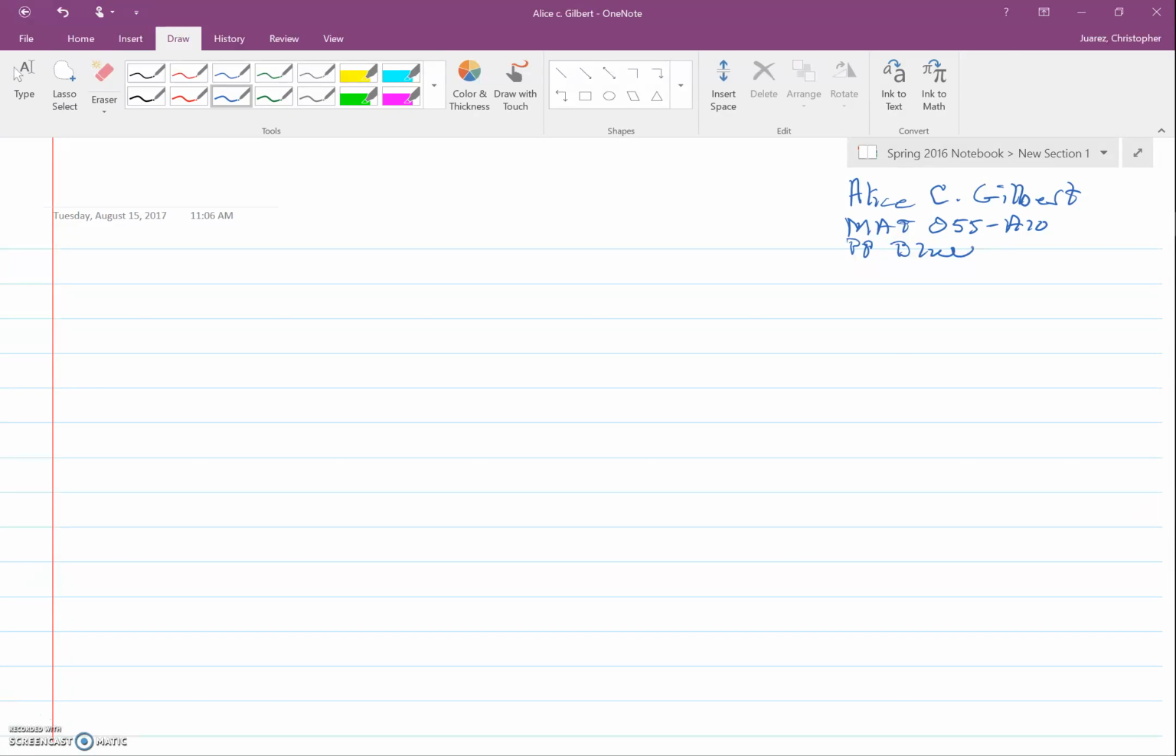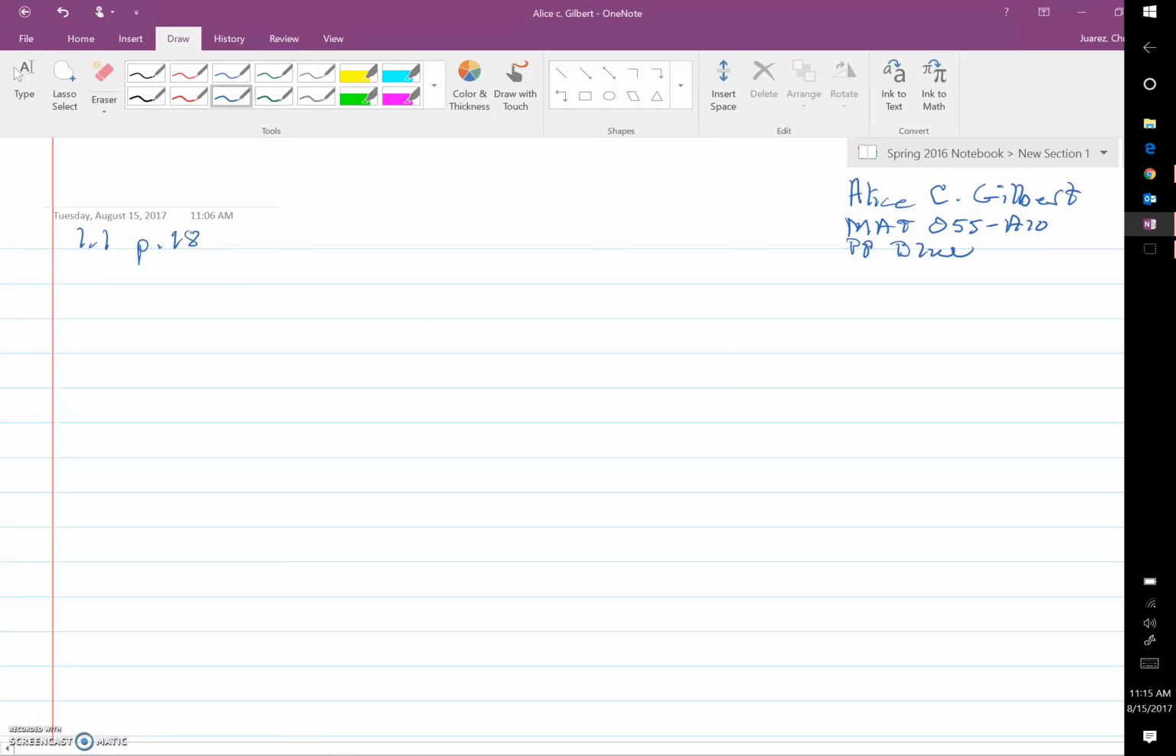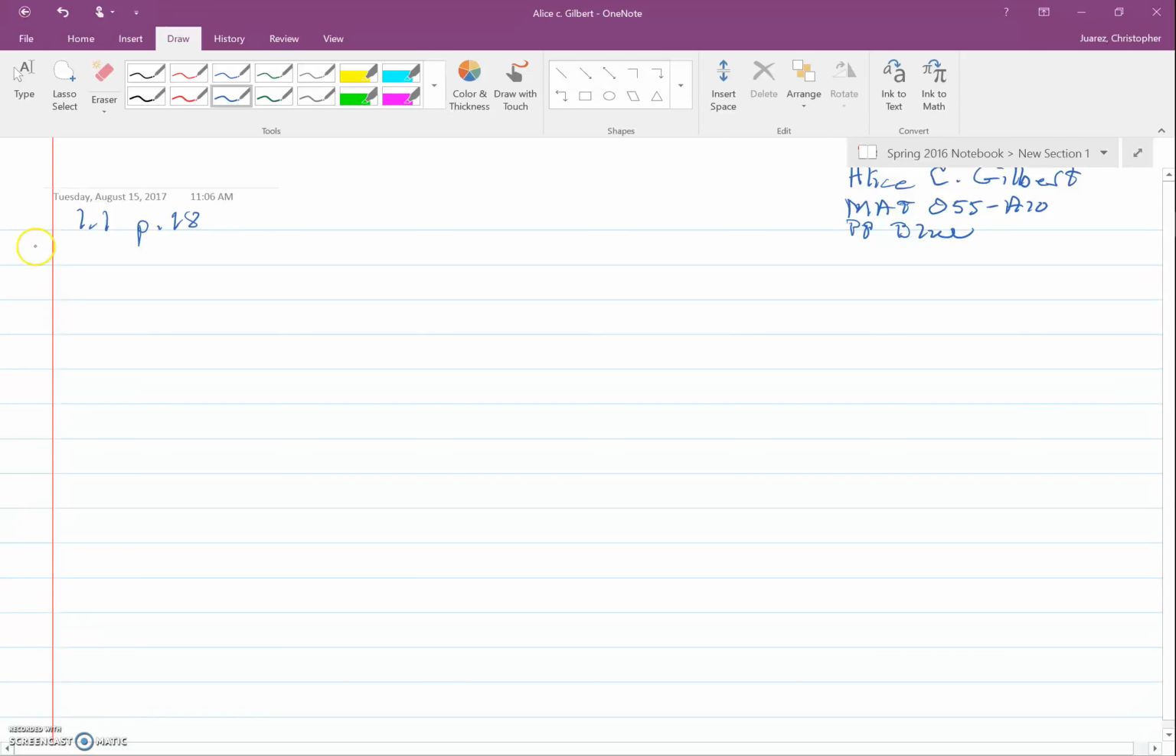If it is practice problems, then over on this side, please write whatever the chapter is, 1.1, and page 18 or whatever it happens to be. And then all problem numbers go on the left side of the margin line, please. Otherwise, they begin looking too much like the problems that we are doing.